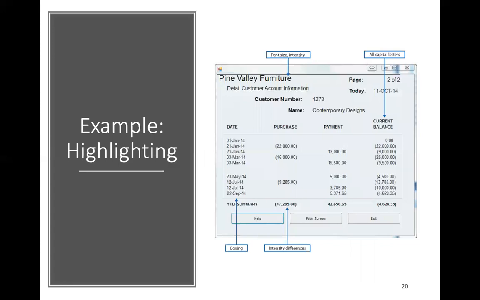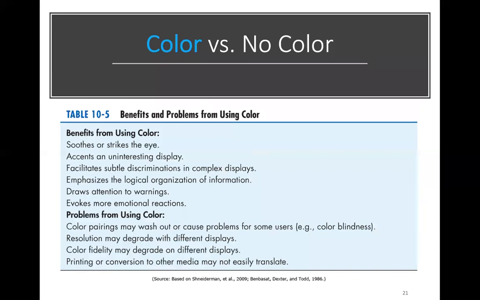Right. Example of highlighting. So Pine Valley Furniture at the top there, font size, intensity, current balance, all capital letters, boxing around all the dates of the purchases and payments and so on, and balance. We have different intensities, we have bold data, and so on and so forth. So this is all helping us to better represent the information, and for our user community to understand the information that we are being presented. Here we also have discussion about color.